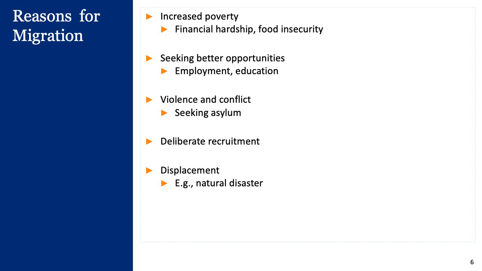Now first, let's talk about some of the reasons for migration. Migrants leave their country of origin for several reasons, including increased poverty due to financial hardship and food insecurity in their country of origin, to seek better opportunities in terms of employment and education, to seek refuge and asylum due to violence and conflict in their home country, also deliberate recruitment for employment, and lastly, displacement from natural disasters.